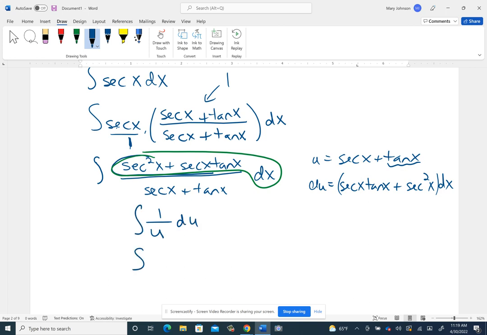So I wind up getting the natural log of the absolute value of u, plus c, and u is secant x plus tangent x. And then I have to remember to put that plus c on it. So that's the formula for the integral of secant x. Okay.